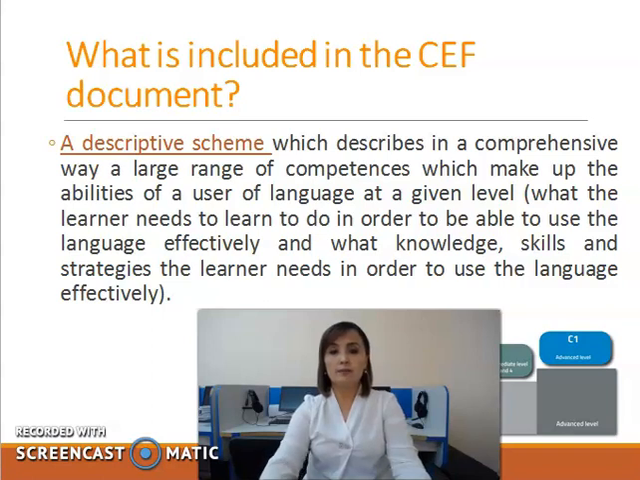A descriptive scheme, which describes in a comprehensive way a large range of competence which make up the abilities of a user of language at a given level. What the learner needs to learn to do in order to be able to use the language effectively, and what skill and strategies the learner needs in order to use the language effectively.